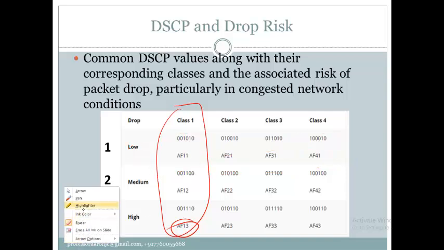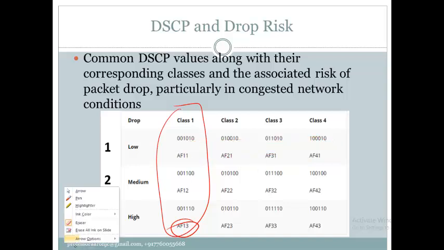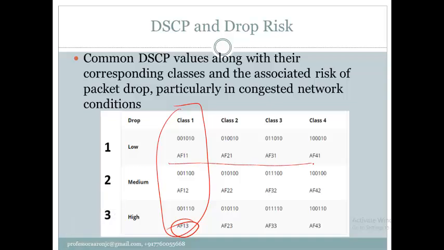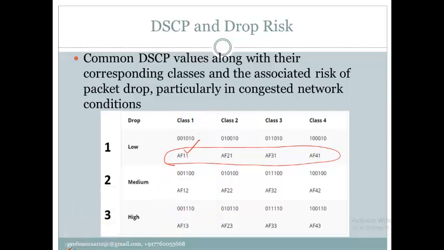Now, how comes 11? This is not 11, no. This is 8 plus 2. It is only 10. Then how is it 11 here? Now you see this one. This is 32. 32 plus 4 is 36. How comes 42? Now this one you see, this is 8 plus 4 plus 2, that is 14. Then why 13? I'm going to explain to you now how they come up with this number.